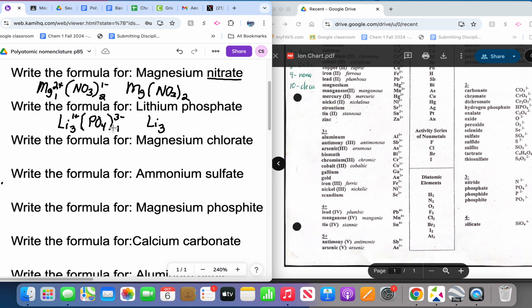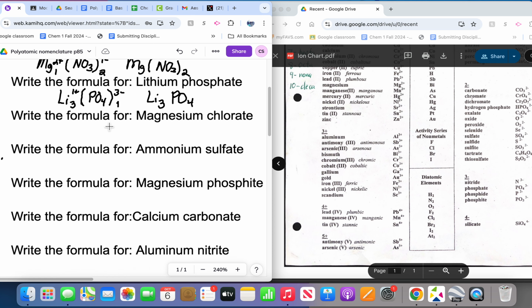Now I've got to evaluate and see, do I need the parentheses? So I look right here at this number that you crisscrossed with. If that number is 1, that means you can get rid of the parentheses. The only time you don't need parentheses on a polyatomic is when the number on the outside of the parentheses would be 1. All right.